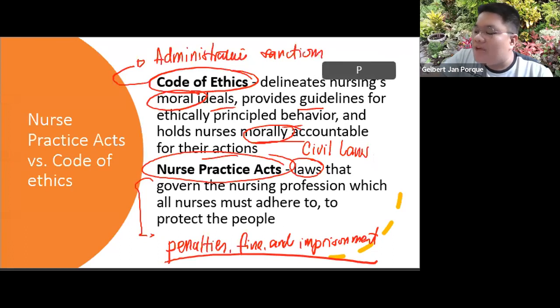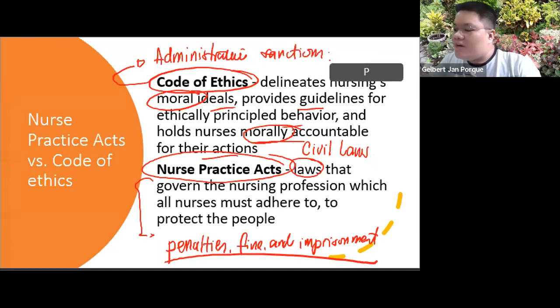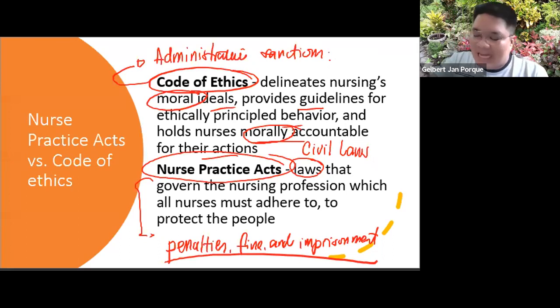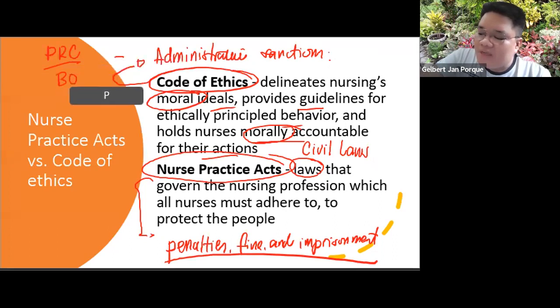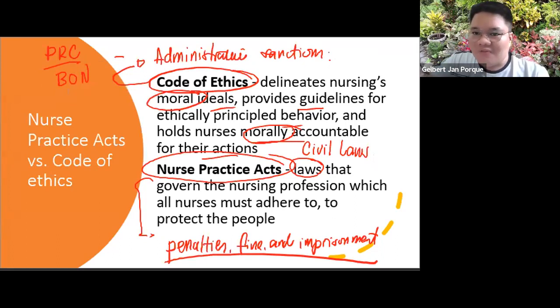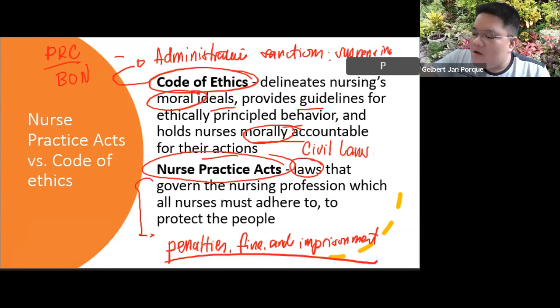Class, your administrative sanctions are usually tried on the Board of Nursing. Okay, class, sinong naglilitis? It is the PRC, Board of Nursing. Board of Nursing is the highest governing body of nurses here in the Philippines. So for example, if you have done something unethical, it will be the Board of Nursing who will be calling your attention. Once, class, the Board of Nursing would prove you're guilty, what could be the possible administrative sanction? Suspension of license or revocation of license.